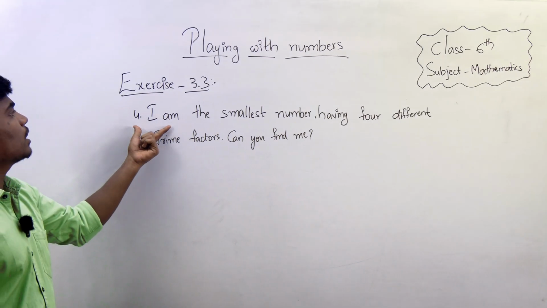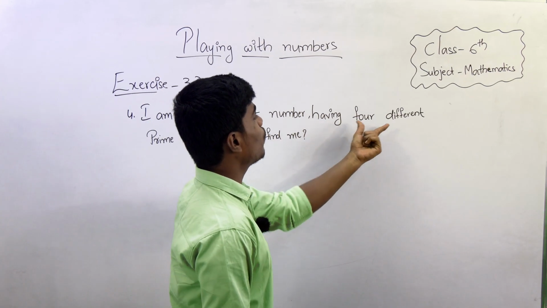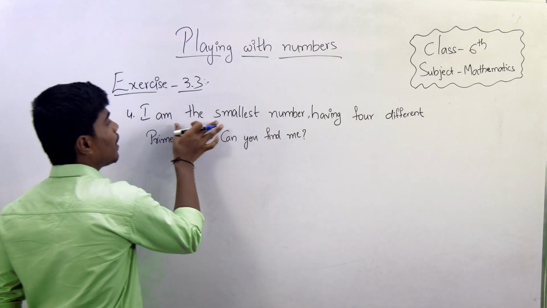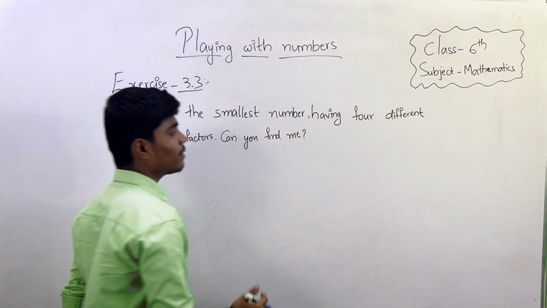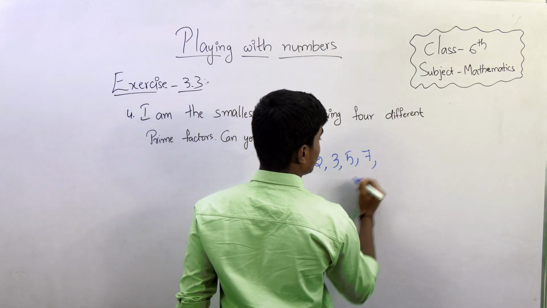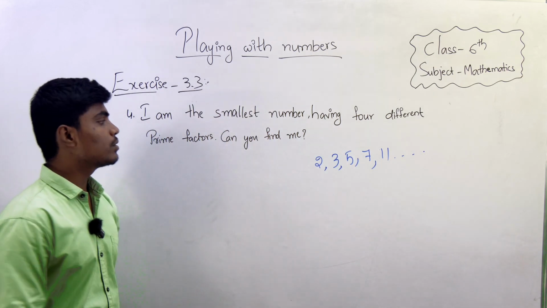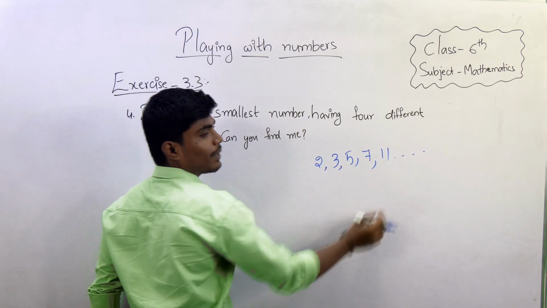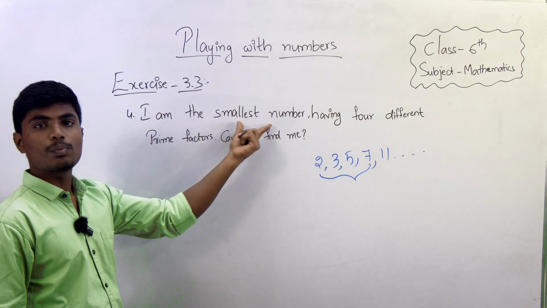Now we move to the last problem of exercise 3.3. I am the smallest number having 4 different prime factors. Can you find me? He is saying that he is the smallest number and has 4 different prime factors. Let's write the prime numbers: 2, 3, 5, 7, 11, and so on. The product of the smallest prime numbers leads to the smallest number.